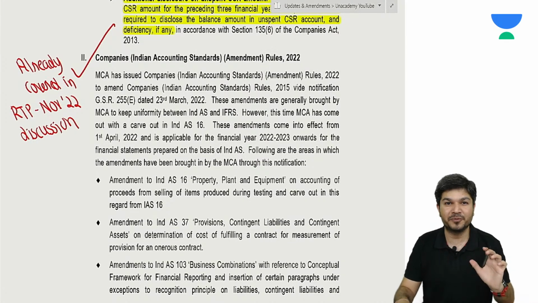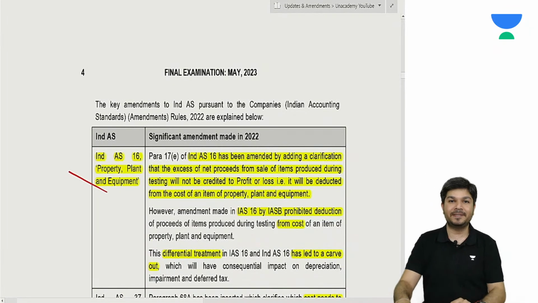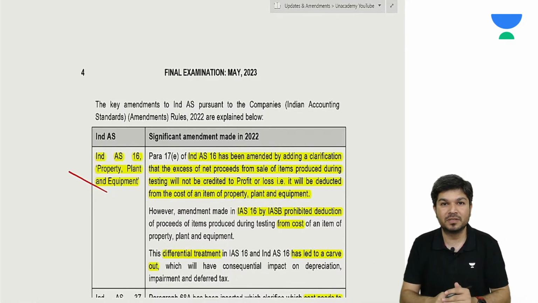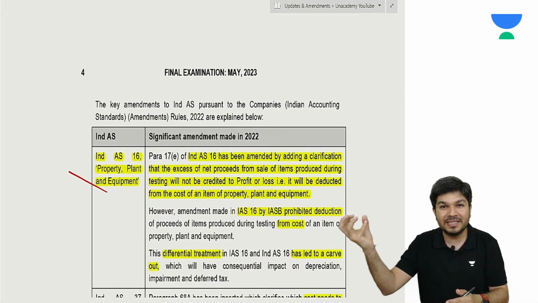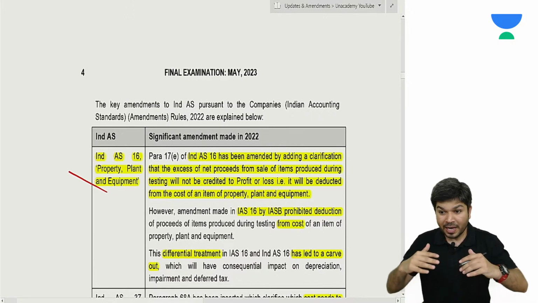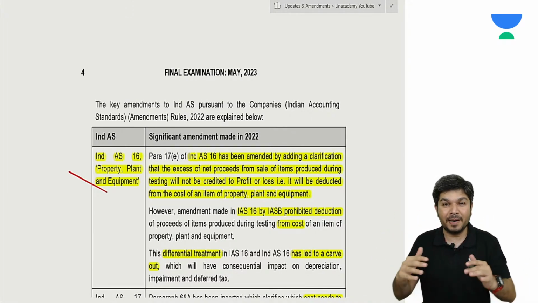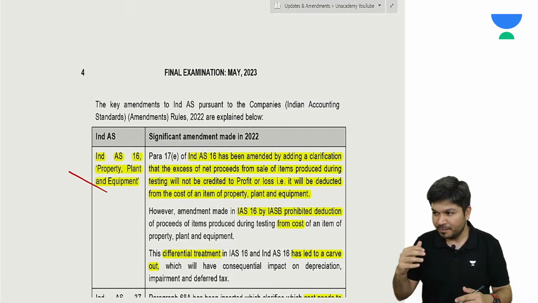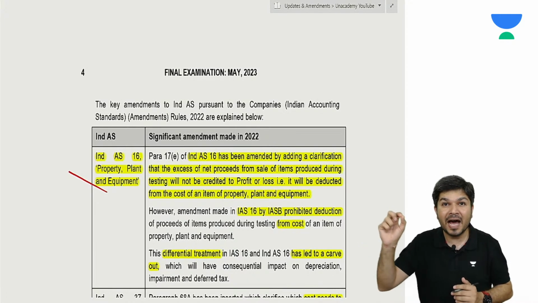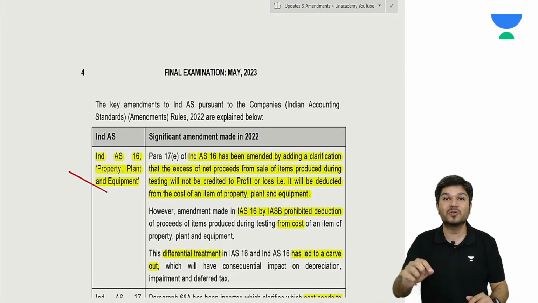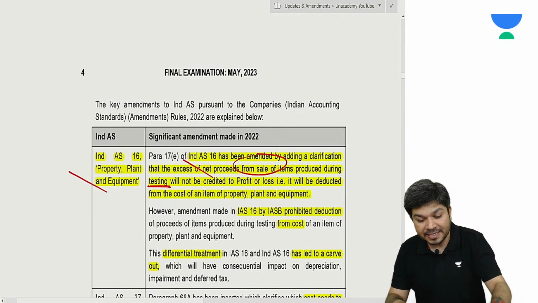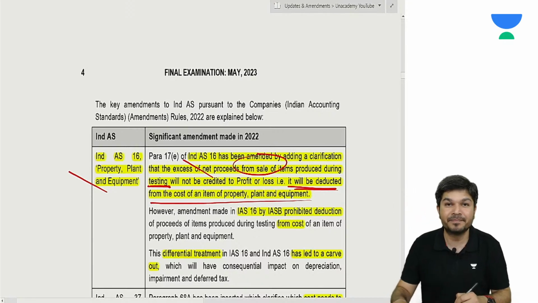I will just take one example for you. In PPE, whatever testing you are doing, some products come out during testing, and those products are then sold off. The amount received on sale of the testing products we generally deduct from the cost of PPE. Say testing cost is 1 lakh and the amount received from sale of testing products is 1 lakh 10 thousand. Can I say we got an extra 10 thousand? Earlier it was credited to P&L. Now that 10,000 will be deducted from the cost of PPE. So net proceeds from sale of items produced during testing will not be credited to P&L. It will be deducted from the cost of PPE. Earlier it was in P&L.